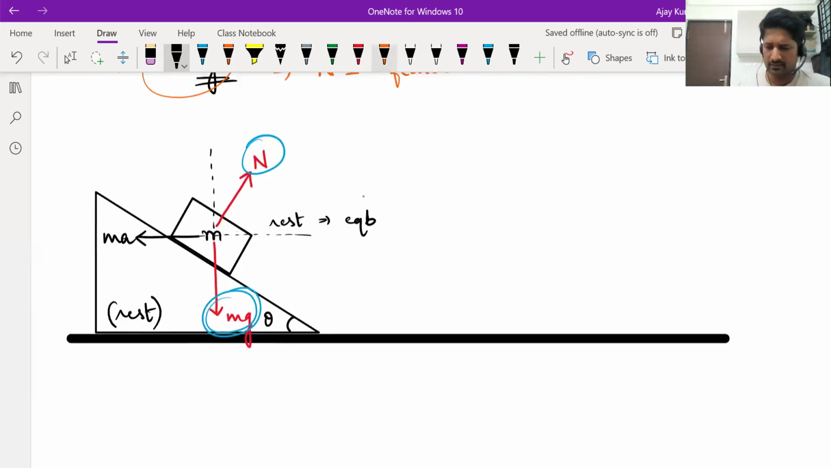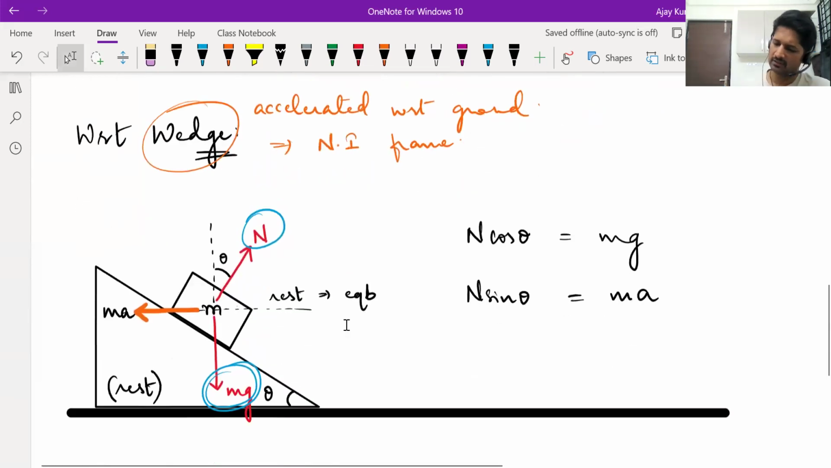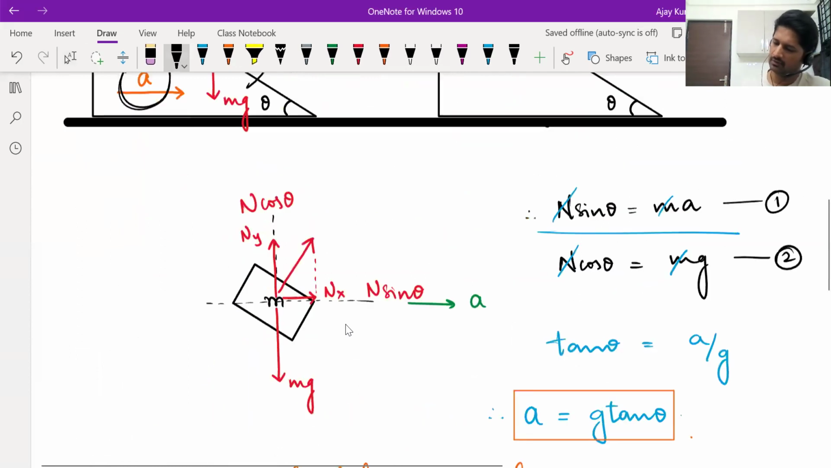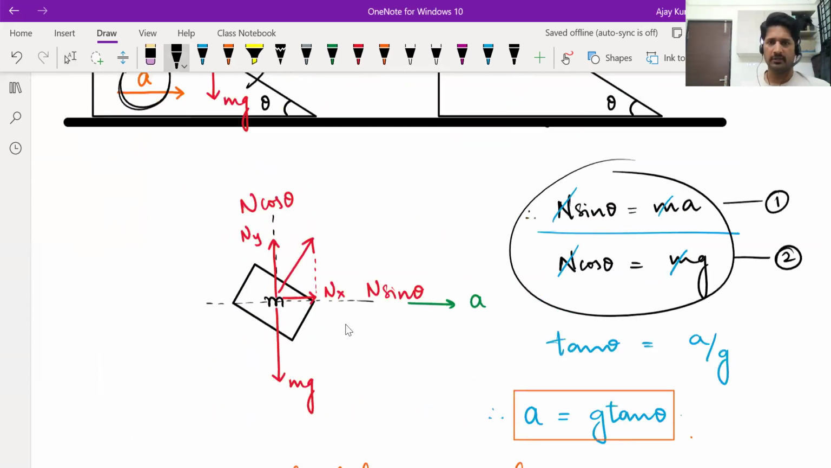And these three forces, they can balance. It's possible. So we just need to write equations for vertical equilibrium and horizontal equilibrium. Now we already know that this angle is theta. So N cos theta, that's the upward component of normal force, balances mg, and the force to the right, N sin theta, balances the pseudo force, ma. That way, acceleration of the block can become 0. And if you see, these are the same equations that we got before when we solved the problem relative to ground.